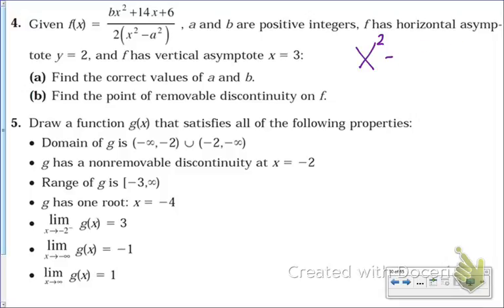So, okay, let's rewind a little bit. Let's talk about what it means to have a vertical asymptote. How do you know when something has a vertical asymptote? When the bottom equals 0. When the bottom equals 0? Yeah. Okay, so we want to know when this equals 0.